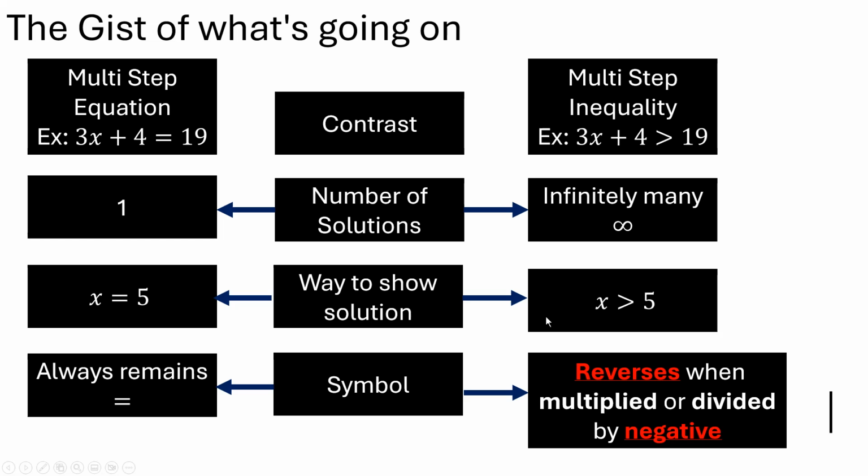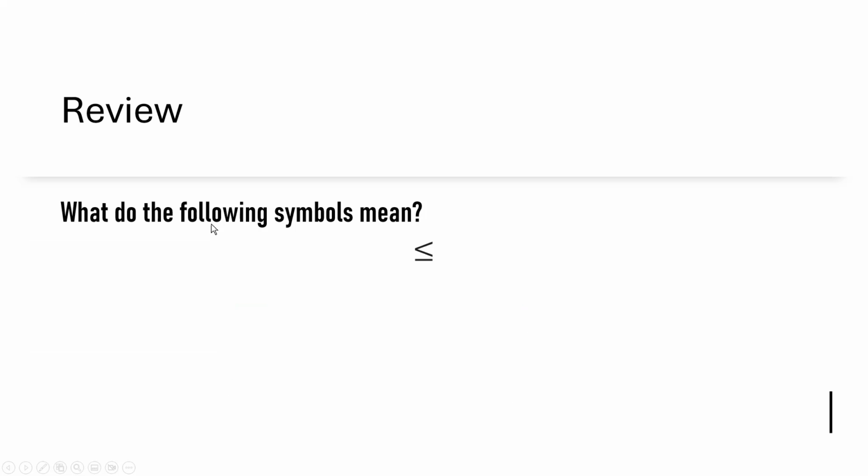All right. So this is just the gist of what's going on on the surface. Multi-step equations, one answer. It's always something equal to something else and always remains equal. Multi-step inequality, infinitely many solutions. It's displayed as x is greater than 5, x is less than 5, greater or equal to 5. 5 is just an arbitrary number in this case. But the main thing is the symbol reverses when multiplied or divided by a negative number. We have to keep this in mind. All right. So let's continue on.